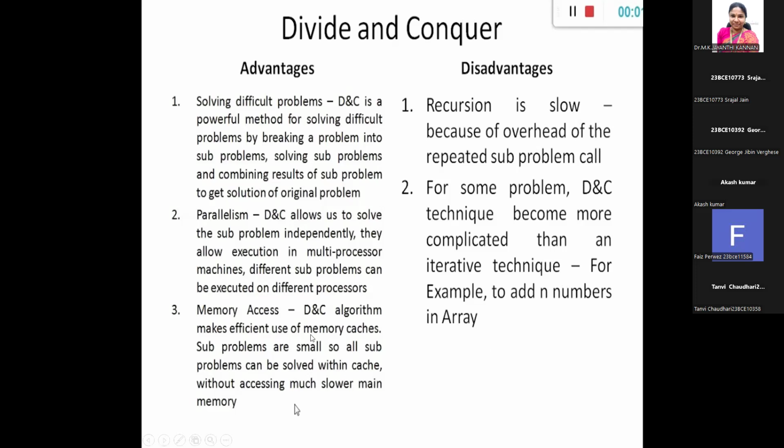So in the divide and conquer technique, we make use of the memory caches to process the subproblems, which are small. So all the subproblems can be solved within the cache.